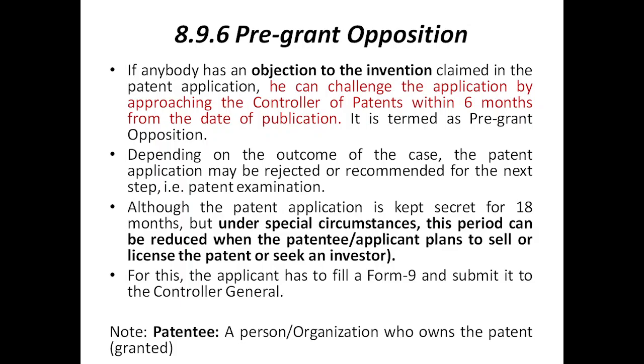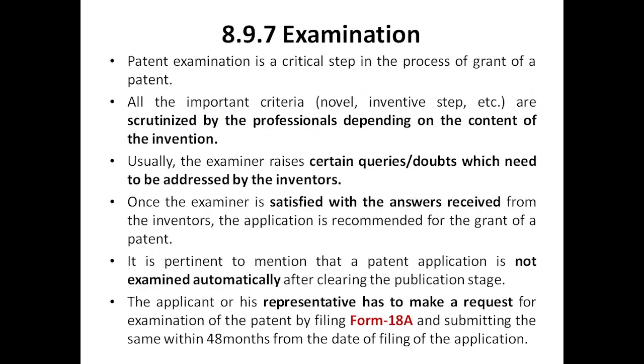In these kinds of cases you can fill in Form number 9 and submit it to the Controller General, and they will reduce the 18 months to 6 months also. Why does this come into the picture? Because there is demand and you want to make money out of it. Even so, if you go for this, you have to sign a pre-grant non-disclosure agreement, as we discussed earlier. Note, patentee means a person or organization who owns the patent or has been granted it. The next step is examination, which we will discuss in the next class.